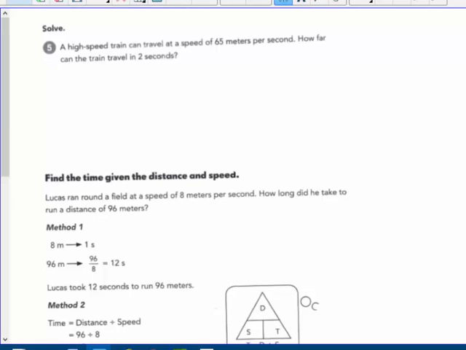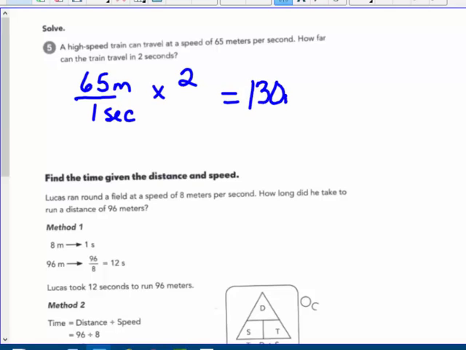Next page. A high-speed train can travel at a speed of 65 meters per second. How far can the train travel in 2 seconds? Well, if it's 65 meters in 1 second, to get 2 seconds, just multiply by 2, right? And you would get 130 meters, make sure you're labeling this, per second.